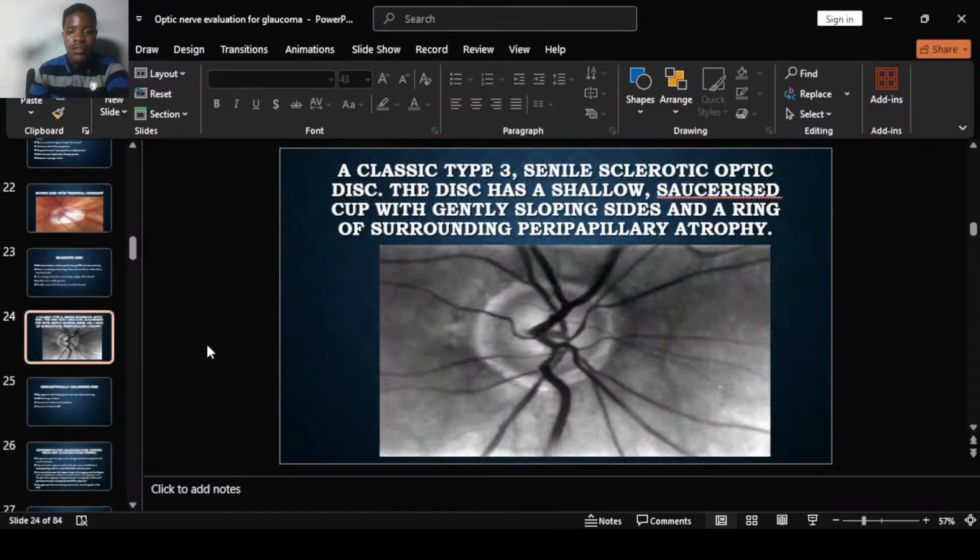So this is what a sclerotic optic disc looks like. This is a classic type 3. It's a nice sclerotic optic disc. The disc has a shallow saucer-shaped cup with gentle sloping sides and a ring of surrounding peripapillary atrophy. You can see the ring here, and again you can see that there is a generalized thinning of the neuroretinal rim, both superiorly, inferiorly, and what have you. It's like a saucer, and just like we said, it is seen more in elderly patients. So this is the sclerotic optic disc, type 3 disc, if you may call it.